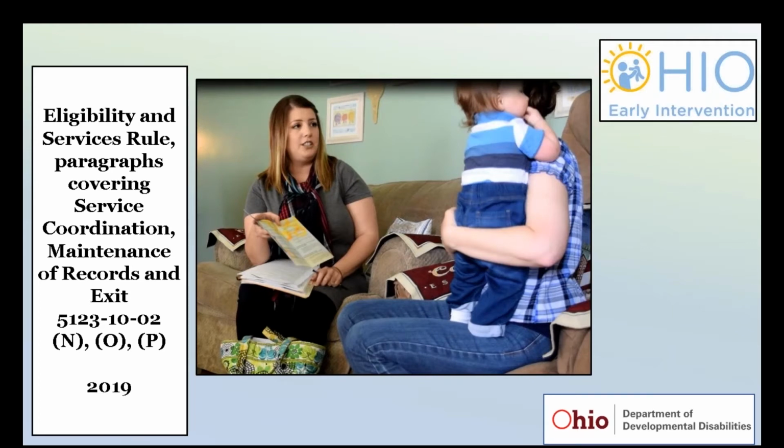We're going to be talking about paragraphs N, O, and P of the Eligibility and Services Rule. So those are the paragraphs covering service coordination, maintenance of records, and exit. With me today is Diane Fox, the EI Program Manager, and she and I will be reviewing some information with you, and then we'll be highlighting the changes of the rule and also pointing out where things have not changed. And then we'll respond to the questions that we received before the webinar.